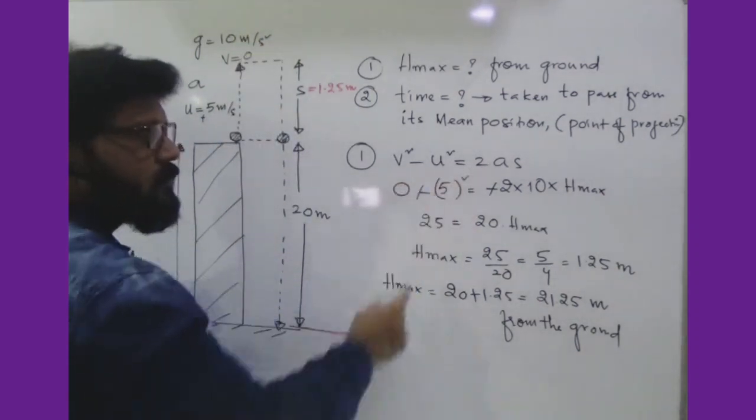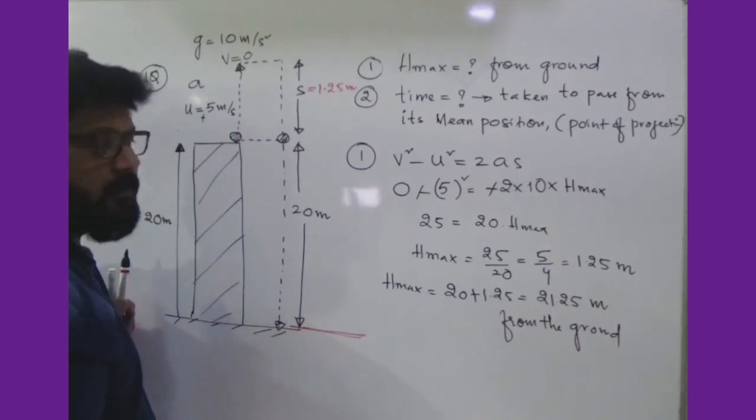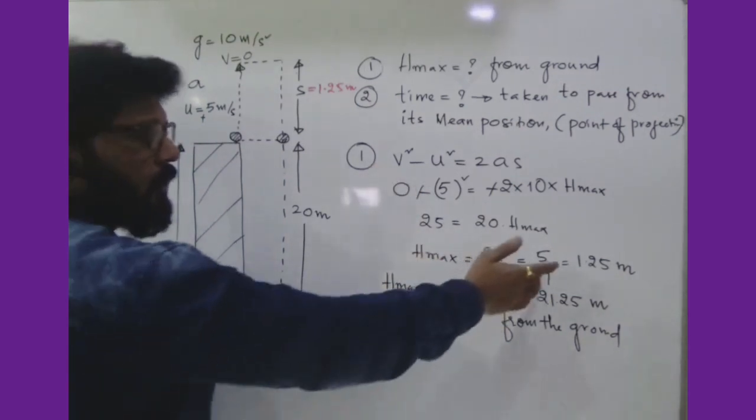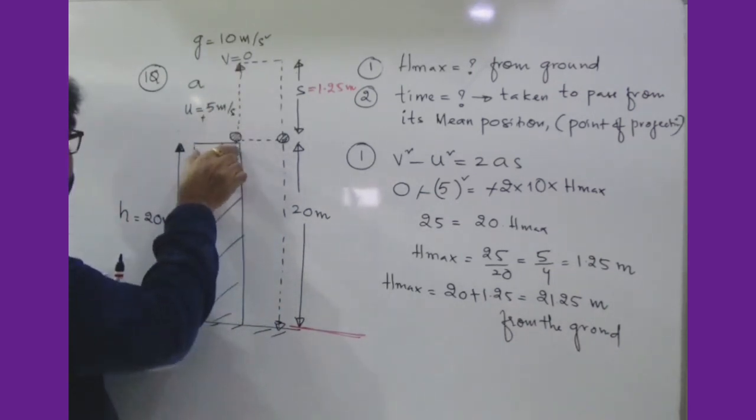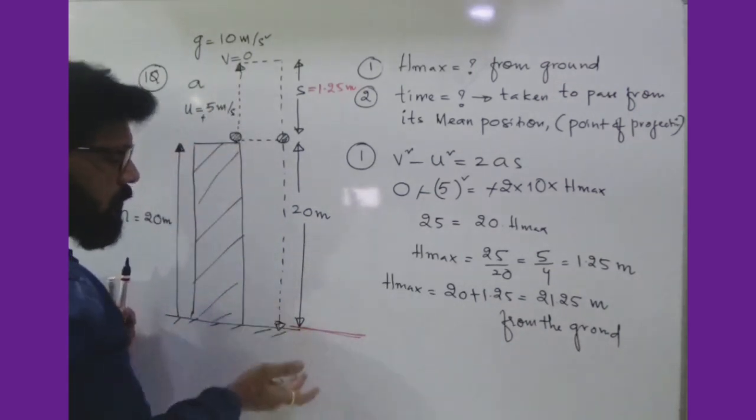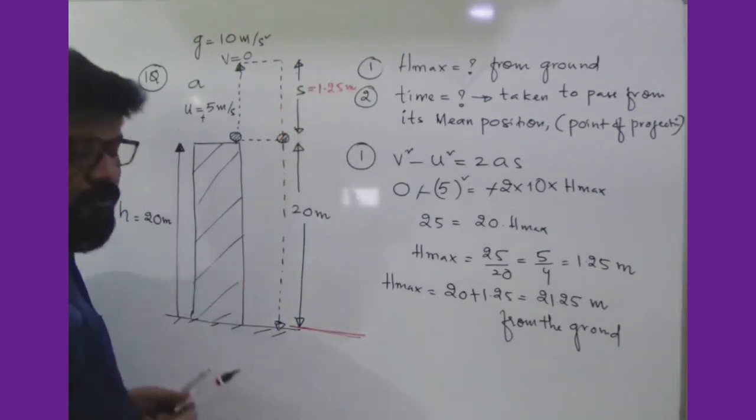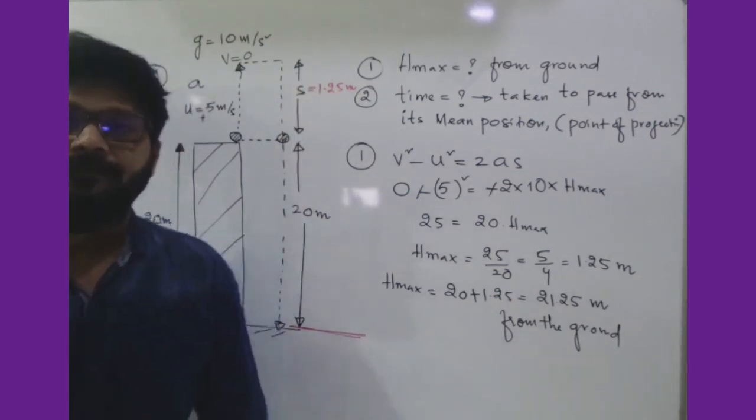So I just applied V square minus U square is equal to 2as. Then we substituted, and we are getting 1.25 meters from the top of the tower. Then the total distance is 20 plus 1.25. Hope it is clear now.